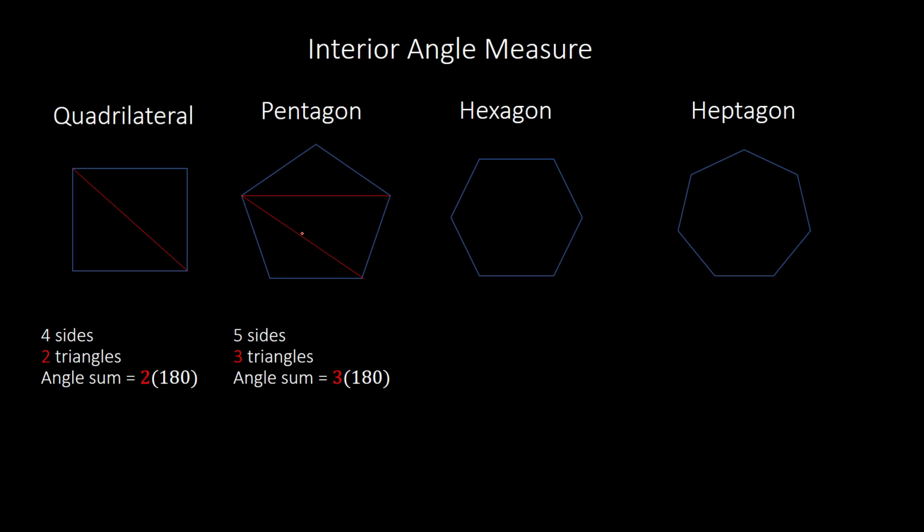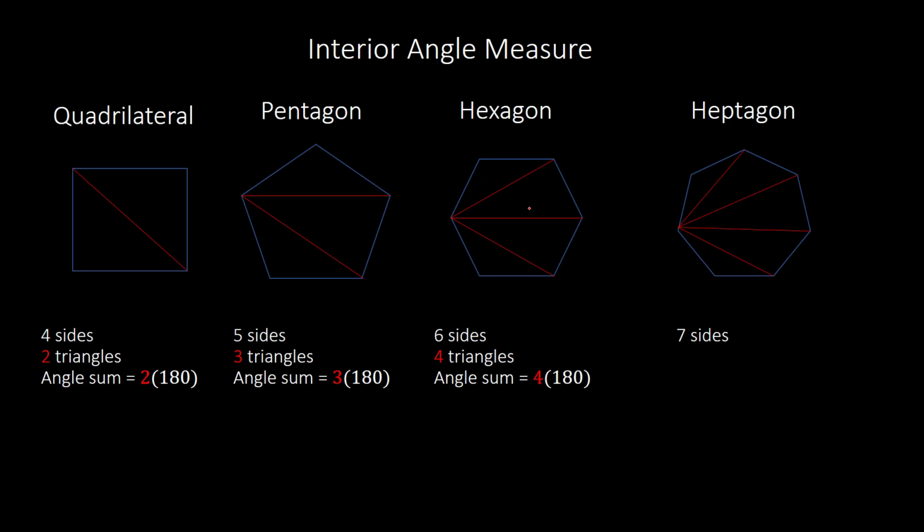With a hexagon, we have 6 sides, and if we draw a diagonal from this vertex to all the other vertices, then notice now you would have 4 triangles. So if you add up all the angles inside of the hexagon, we would have 4 times 180. And then heptagon, we have 7 sides, and if you were to draw the different diagonals going to the other vertices, notice we have 5 triangles, and so the angle sum would be 5 times 180.